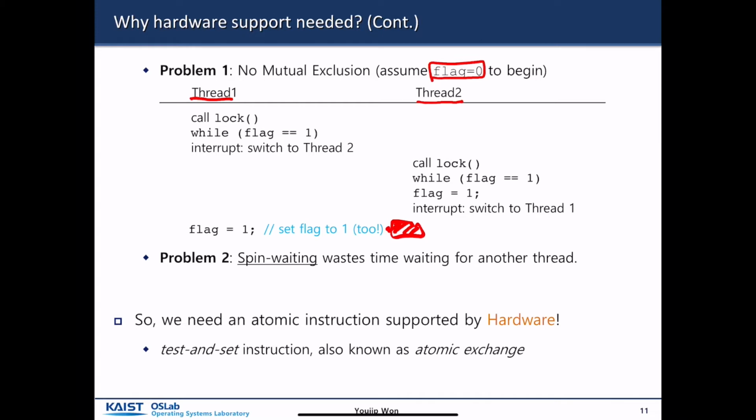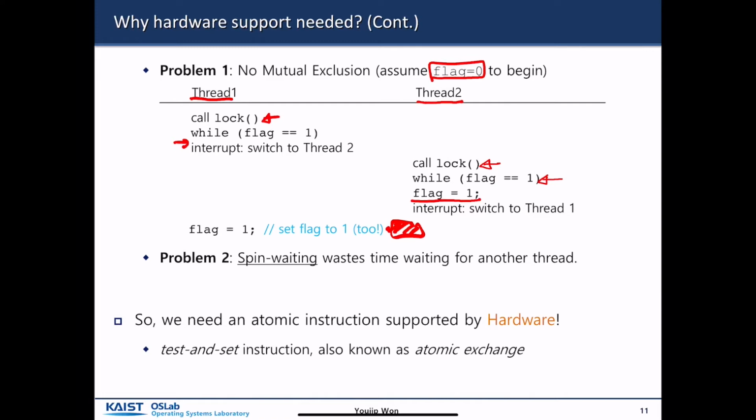So thread 1 calls lock here and then checks whether the flag is 0 or not. It finds the flag is 0. And then at this point, a time interrupt has occurred, and the operating system switches the context from thread 1 to thread 2. Again, thread 2 calls lock and checks if the flag value is 0 or not. It finds that the flag value is 0, so it enters the critical section. Before it enters the critical section, it sets the flag value to 1. And then again, a time interrupt has occurred, and the context is switched to thread 1.